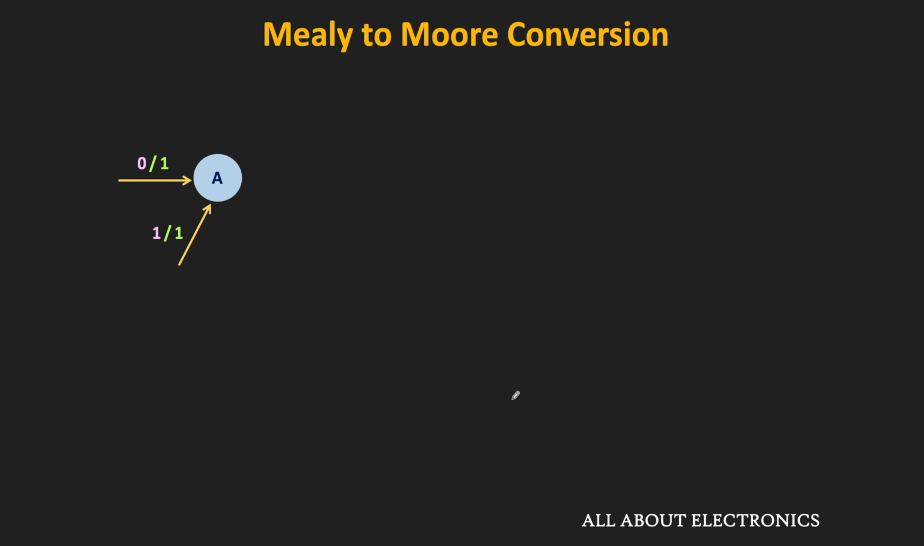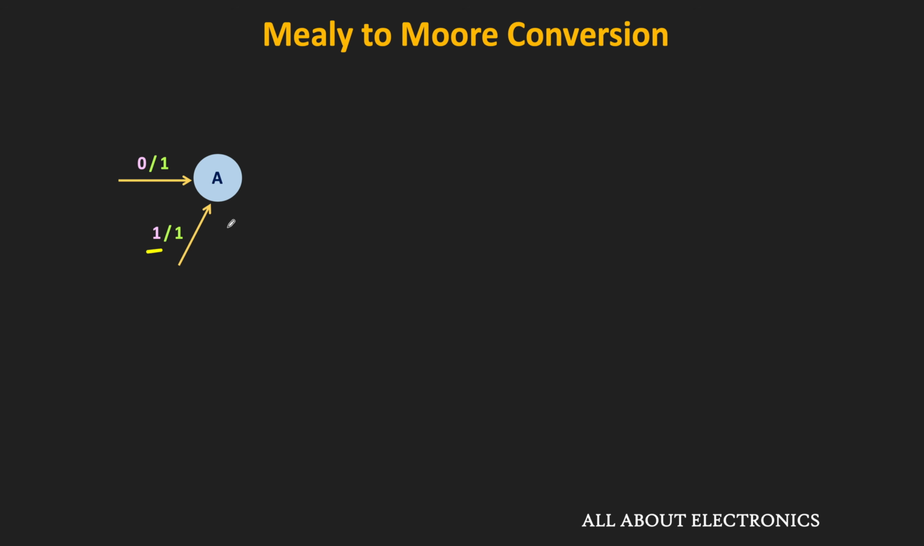For this Mealy to Moore conversion, first we need to check all the incoming transitions to the state. So in this case, there are a total of 2 incoming transitions to the A state. In one transition, the input is 0, while in the second transition, the input is 1. But in both the transitions, the output is equal to 1. So in this case, we have the same output for the two transitions.